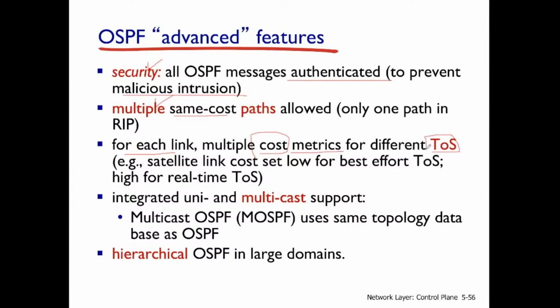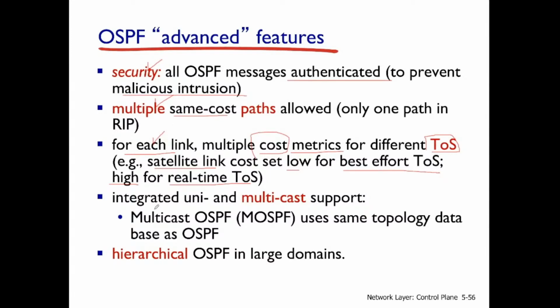For example, if we are trying to serve best effort traffic, meaning traffic that does not require timely delivery, so the receiver can wait longer, then the cost of a satellite link, whose delay is longer, can be set lower, right? Because you would then prefer using the satellite link if the data does not require timely delivery. On the other hand, if the data is real time, then set the satellite link cost high. Therefore, we avoid choosing a satellite link along the path to deliver the real-time data.